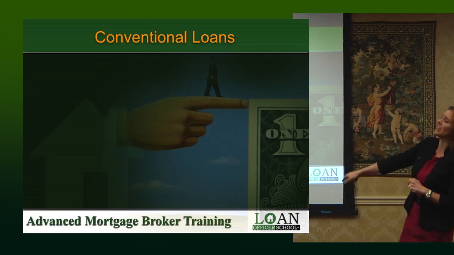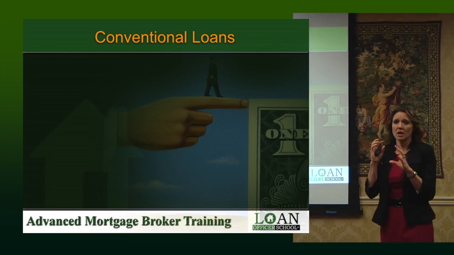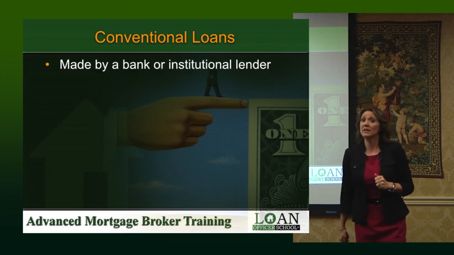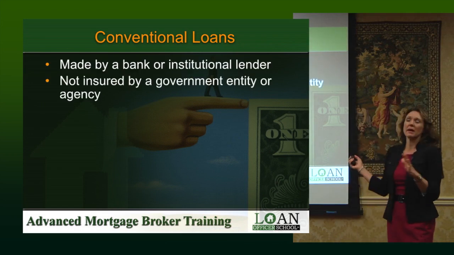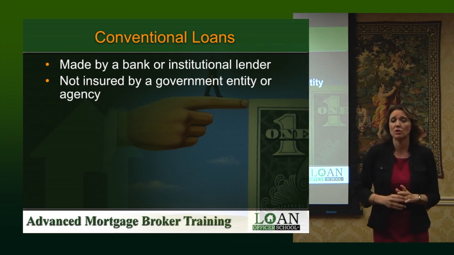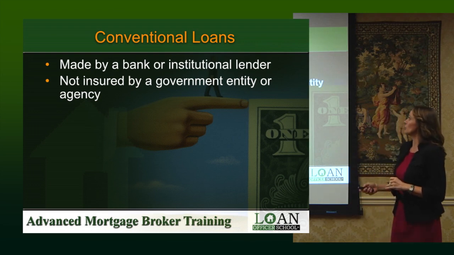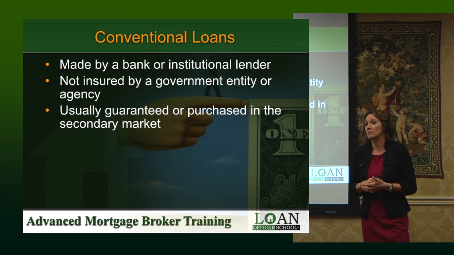So first off, conventional loans. What did we say earlier when we were first starting off with the things that you needed to remember? Conventional. Anything other than a government loan. That's going to fall into the conventional category. Can be done by any party of the mortgage industry. If it's not insured by FHA, VA, or USDA, that loan is a conventional loan. Again, not insured by a government entity. It's usually guaranteed or purchased in the secondary market, but does not have to be.